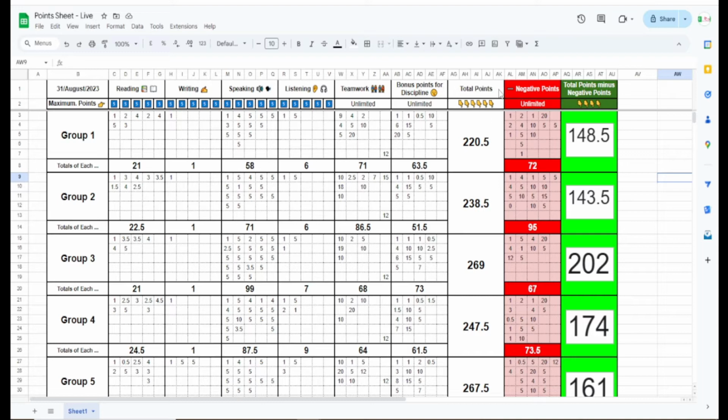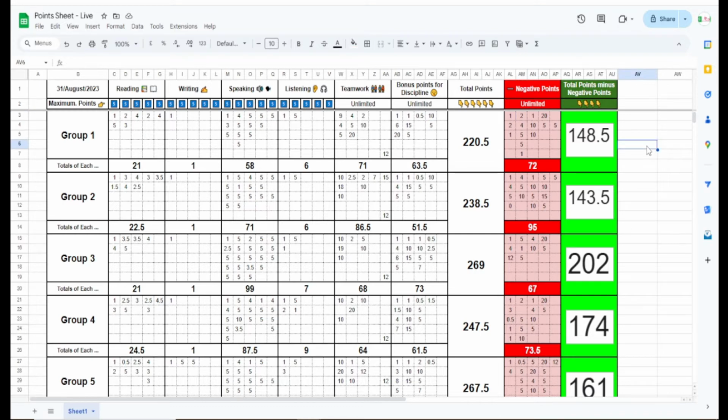The total points come here, and then the negative points. The red one shows the negative points. If they are not quiet or something happened, we can give them negative points. The green one shows the total points after deducting these negative points. So that is what each group gets.